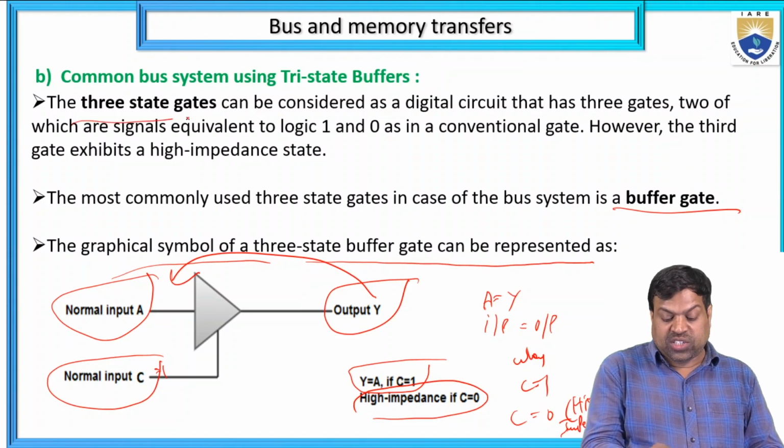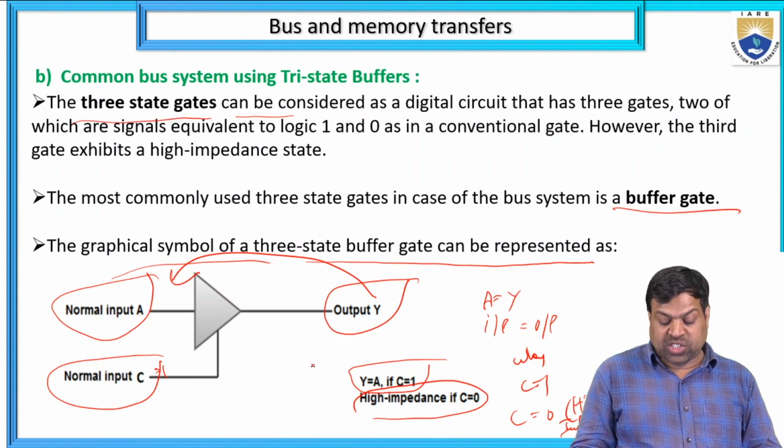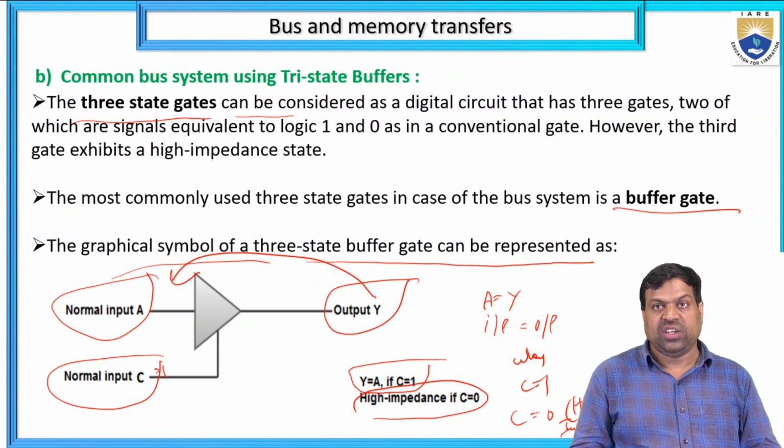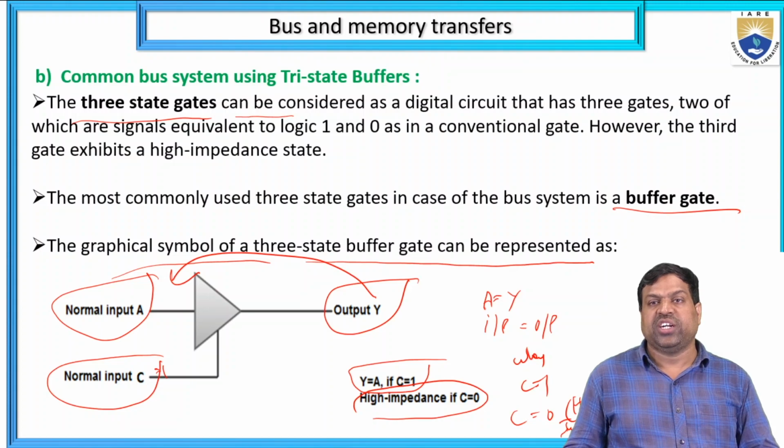So the 3-state gates: a 3-state gate has 1 input, 1 output, and a control input C. It is considered a digital circuit that has 3 states, 2 of which are signals equivalent to logic 1 and 0 as in a conventional gate. However, the third state exhibits a high impedance state. The most commonly used 3-state gate in a system is the buffer gate.